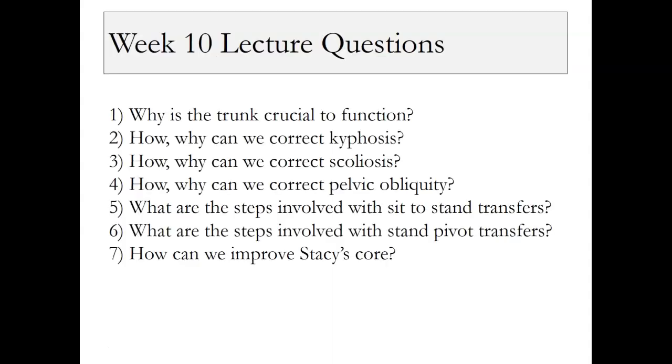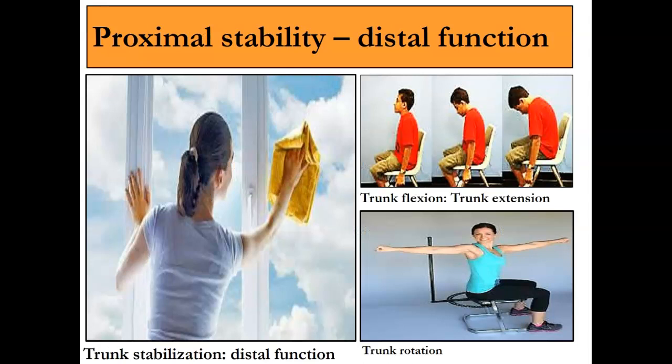Okay, so part one here is the trunk, the hips, and knees, core, and I'm talking some about how this relates to Stacy, the story for this week. Here are the lecture questions. The first lecture question: why is the trunk crucial to function? This is kind of answered with this one. It provides that proximal stability for that distal function. So here's the core providing her stability, getting the distal function, which is wiping down the window there.